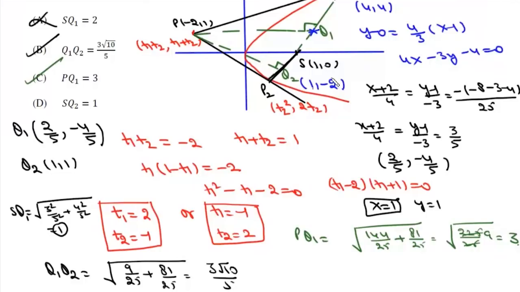Now SQ2. S is (1, 0), Q2 is (1, 1), then clearly SQ2 is 1. That means this option D is correct. So the correct options are B, C and D.